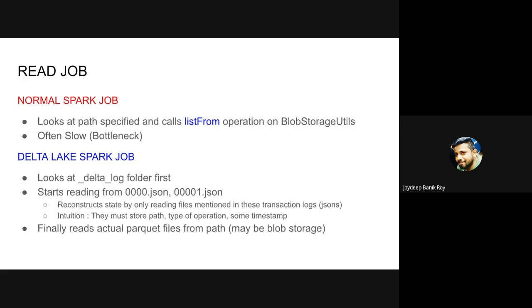So this is a high-level optimization because you don't need to rely on your blob storage anymore. And then it unlocks a world of other operations, which we'll see, on top of your metadata, which is actually enabling us to do all sorts of transaction processing and stuff. So I've written a small intuition here. If you see the 000 JSON, obviously they must store the path of the data, right? They definitely store the path of the files, the kind of operations that have been performed, some sort of timestamp. So you can think of it that way.